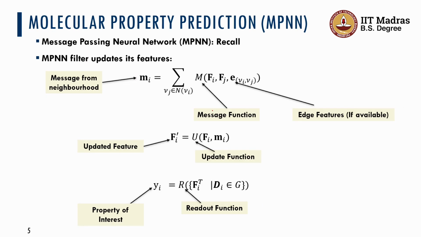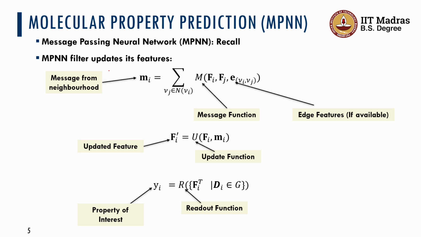Now, if you recall, we have studied the message passing neural network, MPNN, and this is one of the widely used molecular property prediction deep learning approaches. Here, we typically use each node as an atom with associated features, and then an edge also, when there is an edge between two atoms in the molecule of interest.